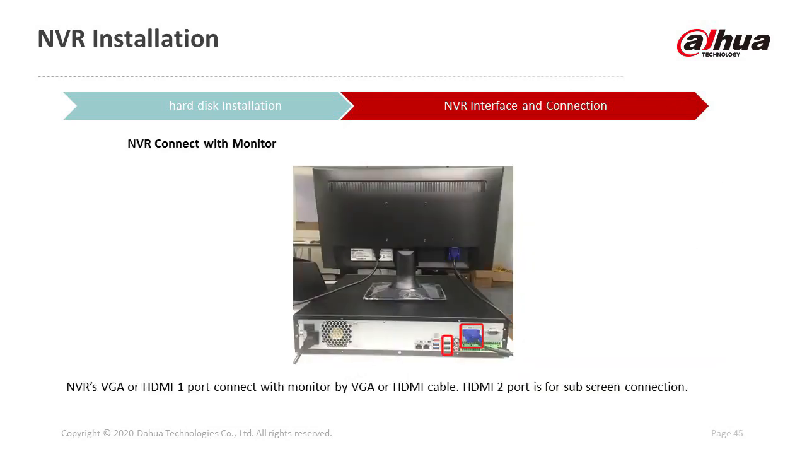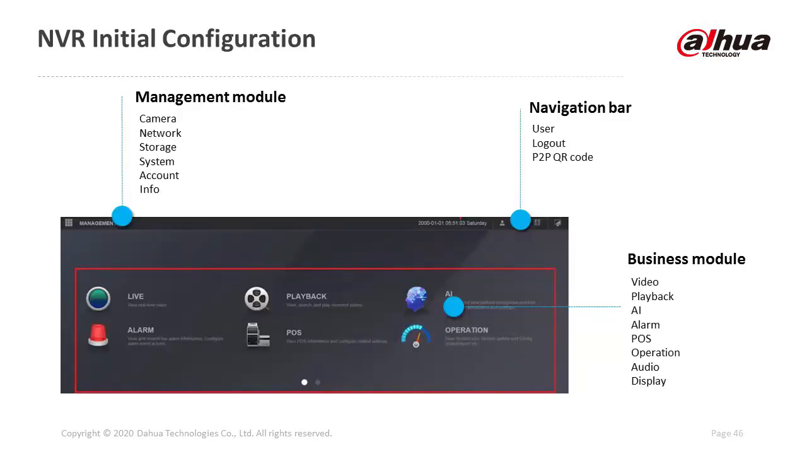Some models support 2 HDMI ports. VGA or HDMI port 1 connect with monitor by VGA or HDMI cable, and HDMI port 2 is for sub-screen connection. The interface of NVR can be divided into three parts. The main business module, including live view, playback, AI, alarm, POS, operation, audio, and display. The management module, setting the camera, network, storage, system, account, and info. The navigation bar, quick settings for user, logout, P2P QR code.